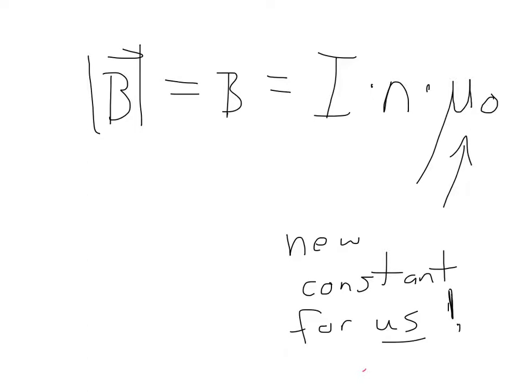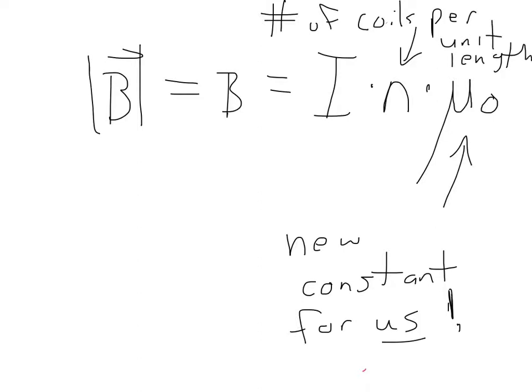Alright, so what is this n? This n refers to the number of coils per unit length. Not a hard concept, but one that does get confused by students the first time they see it, and of course I is the current. I'm going to talk about this little n in a minute.